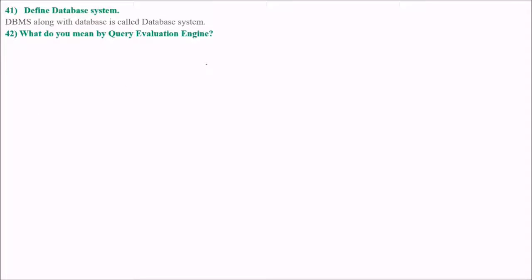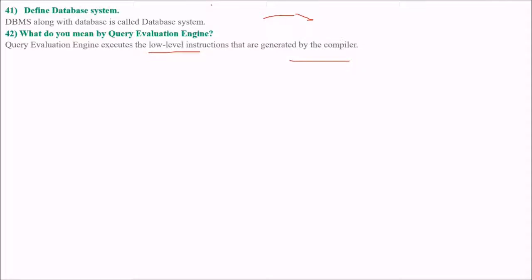What do you mean by query evaluation engine? Now when you give a query, there has to be some compiler, or not a compiler, but an engine that could run it. The query evaluation engine executes the low level instructions that are generated by the compiler. If DML or DDL is there, there is a DDL compiler or DML compiler. That compiler converts the instruction into low level instructions, and these are taken by the query evaluation engine, which runs the actual query. What is a DDL interpreter? DDL statements are interpreted and recorded in tables which are called metadata.